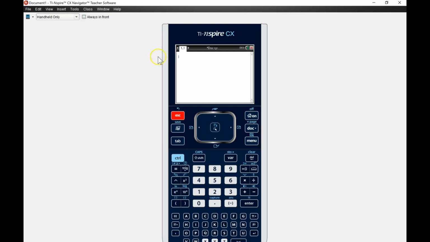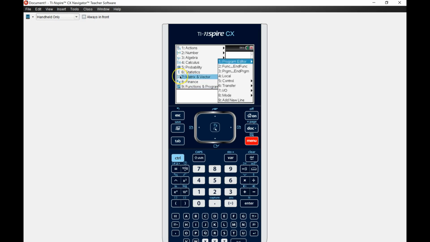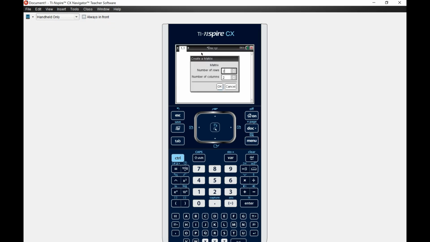Calculator. In the calculator mode, you're going to go to menu. And look, number 7 says matrix and vector. All right? So you hit that. And in this menu, you're going to do create, number 1, matrix. All right? Number of rows, 3. Number of columns, 3. Yeah, that's what you press tab. You have to press tab. Okay, enter. And there you have it.